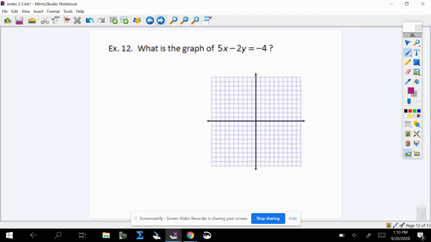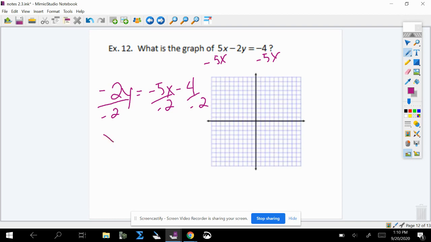This one is not in slope-intercept form, so I need to start the process by getting y by itself. So I'm going to subtract 5x. So I have negative 2y equals negative 5x minus 4. Lots of negatives in this problem. However, when I divide everything by a negative 2, all those negatives are going to cancel. So I get y equals, a negative divided by a negative is a positive, 5 over 2 x. Negative 4 divided by negative 2 is a positive 2.